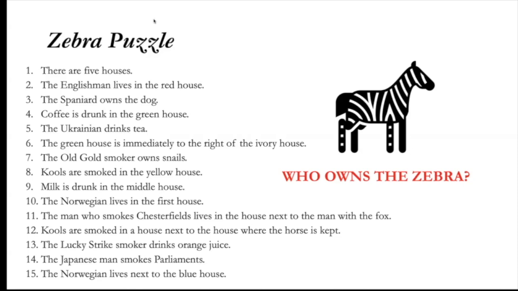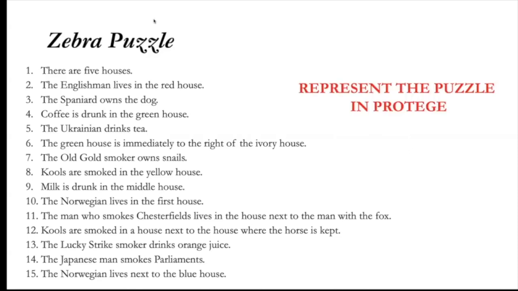I'm not interested in you solving this on paper. I'm interested in you solving this in Protégé. This puzzle is straightforward enough on paper. I want you to represent these 15 statements in Protégé using OWL. And then I want you to run a reasoner that tells you who owns the zebra.